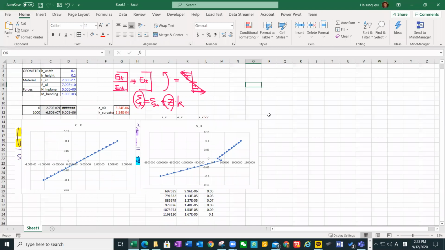Okay, so this is what we cover for report one. I spent more than 1.5 hours, because it is so important to understand the strain and stress distribution in a layered beam, because the layered beam is the fundamental basis for our understanding of laminate composites.